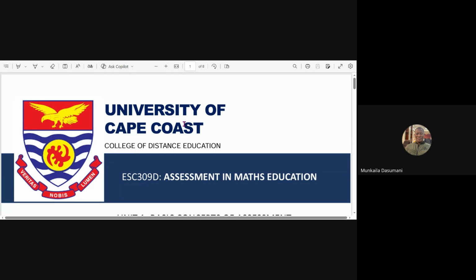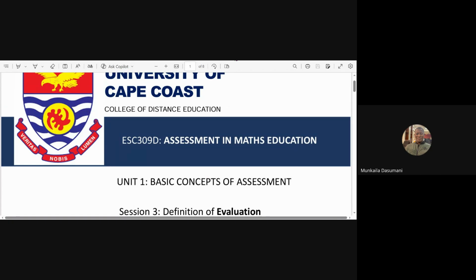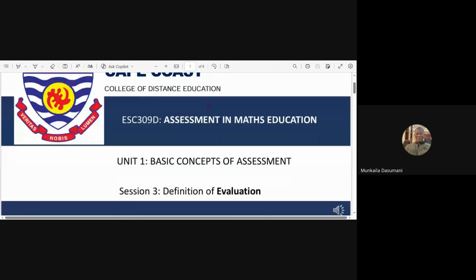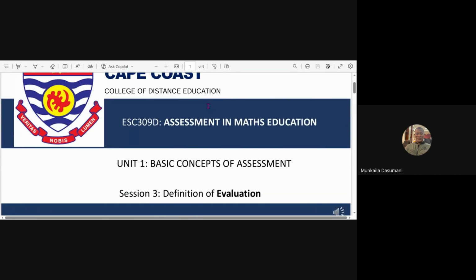Okay, all right, so we can now start with section 3. Oh, not section 3. Yeah, section 3 is here. Definition of evaluation, section 3. So now if you look at what the definition of assessment is, we have also looked at what measurement is. So we are going to section 3, which is the definition of evaluation. What is evaluation?